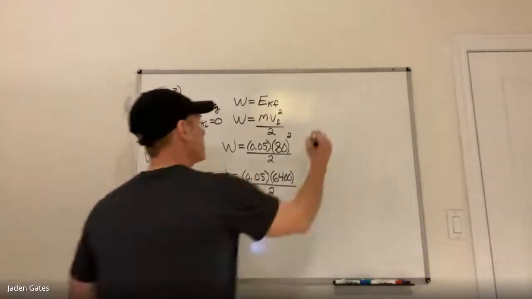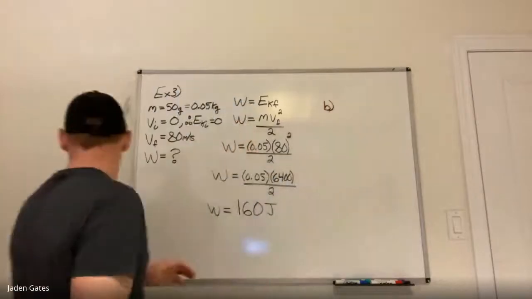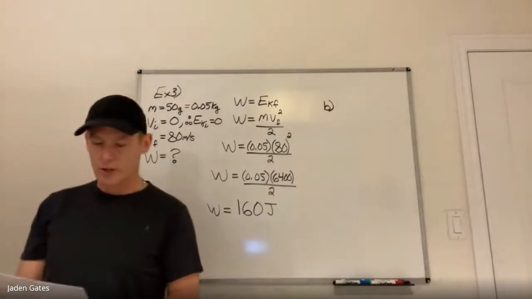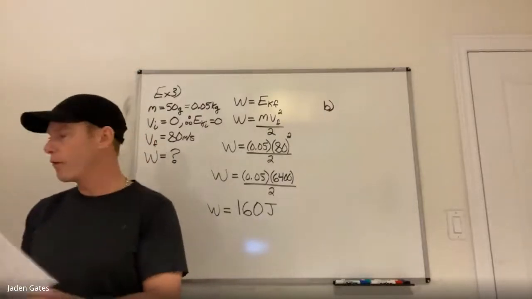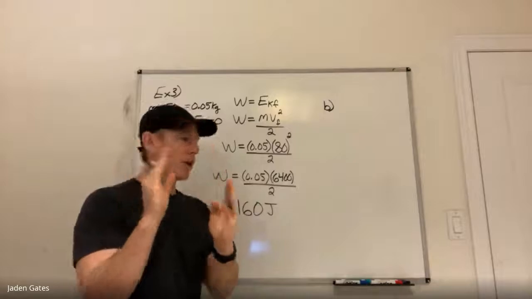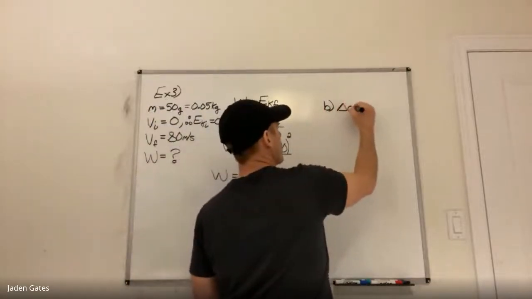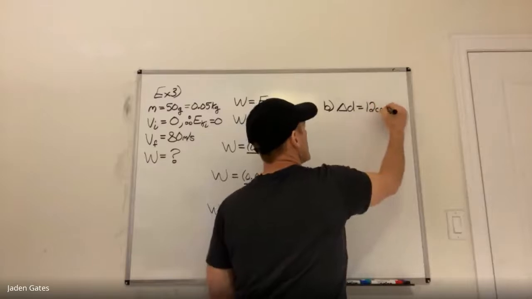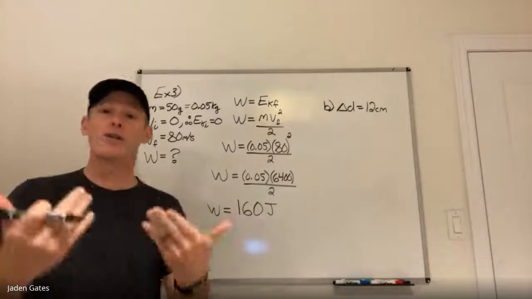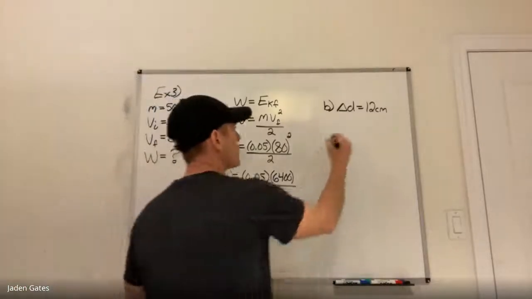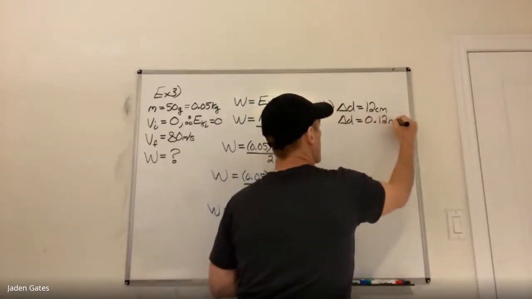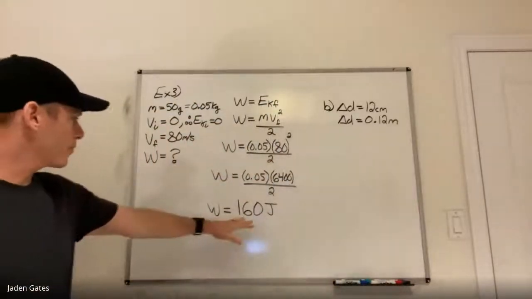Now, part B. It says, what is the magnitude of the force the bowstring exerts on the arrow if the force is applied over 12 centimeters? That's a very small distance, but that's how a bow works. So your delta D is 12 centimeters. Again, there's a problem because it's not in our standard units. There are 100 centimeters in a meter, so if I divide by 100, my delta D is 0.12 meters.